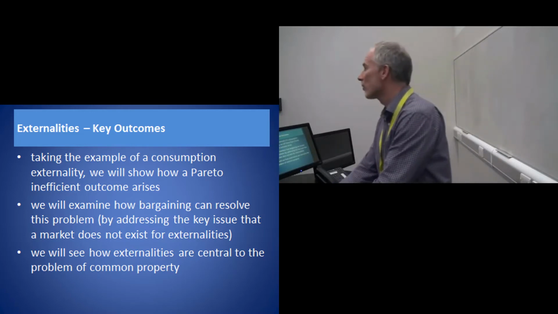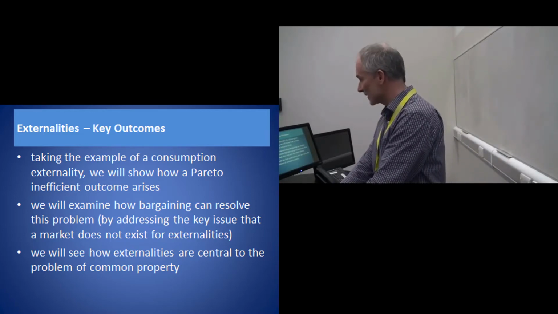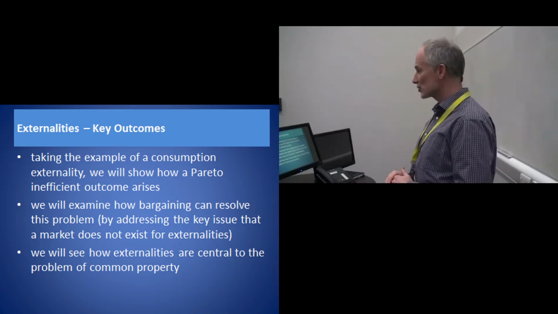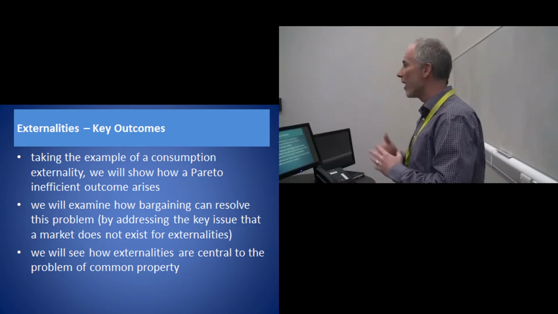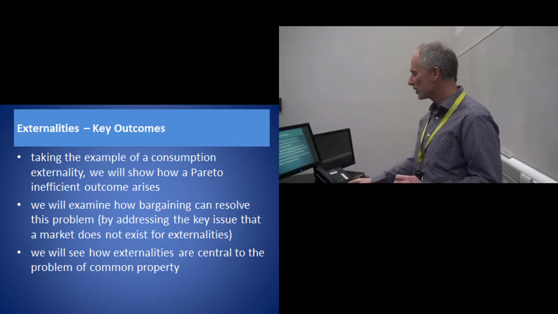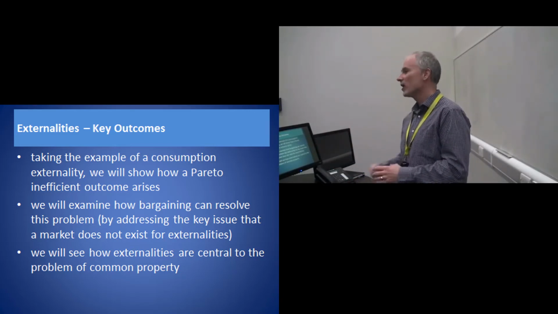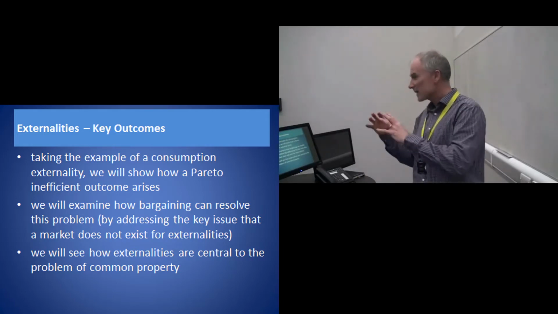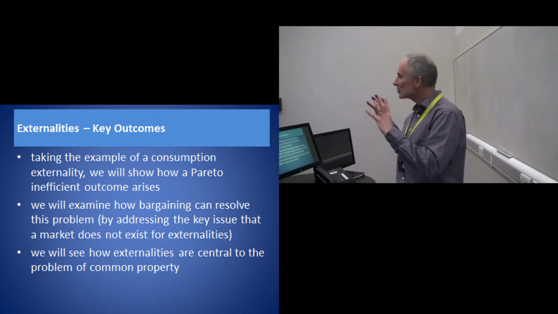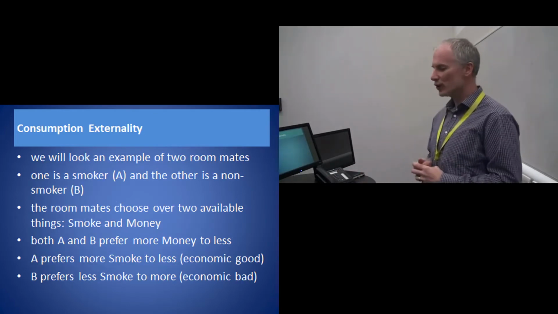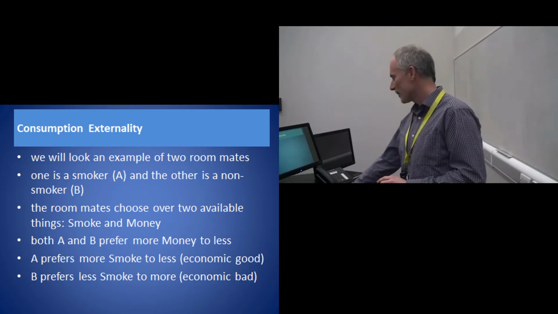So we'll start with that example of consumption externality. We'll see the problem that causes in terms of efficiency. We'll use bargaining to maybe resolve that issue. And then our very, very last thing is we'll look at the idea of common property, which in itself is inherently related to externalities. So, that's our overview of what we're going to do.